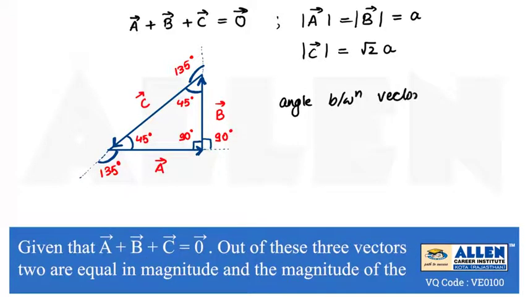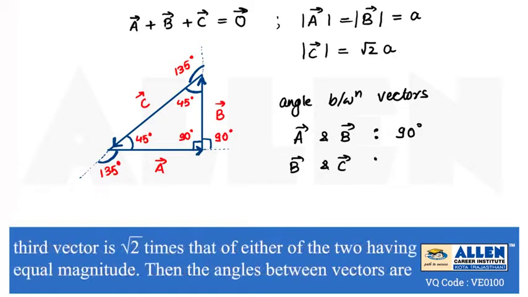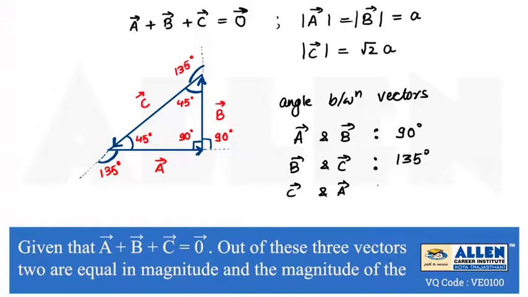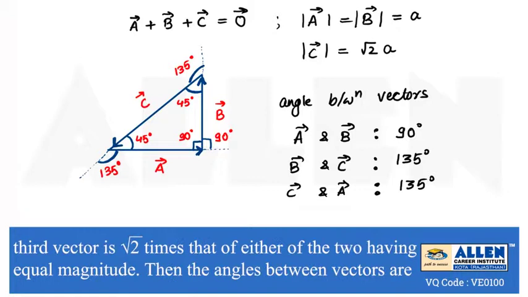So first we will talk about a vector and b vector. After extending, we get 90 degree. Then b vector and c vector, after extending b vector, the angle is 135 degree. Similarly, the angle between c vector and a vector, on extending c vector, is 135 degree. So these are the angles between the vectors. Therefore, the answer to this question is 90 degree, 135 degree, 135 degree. Thank you.